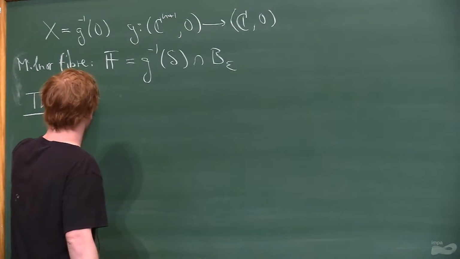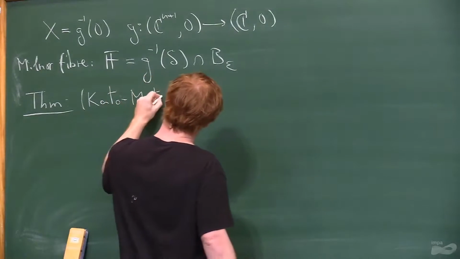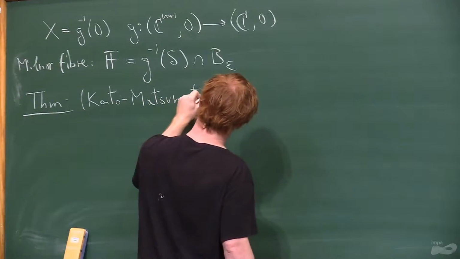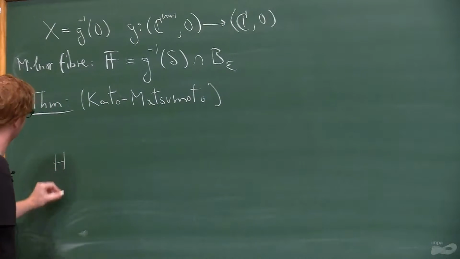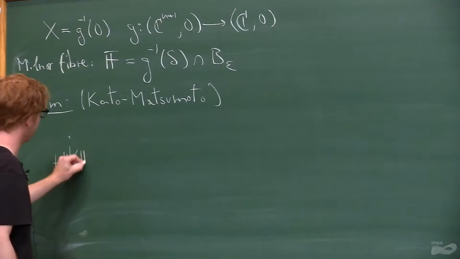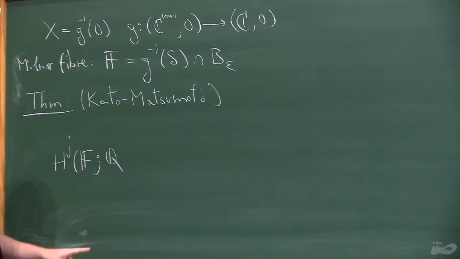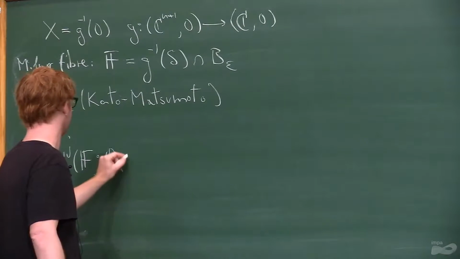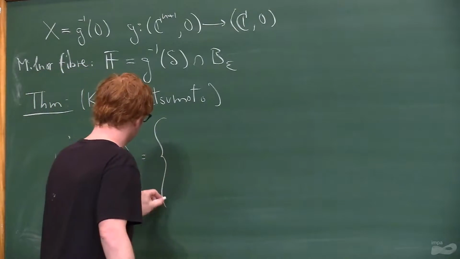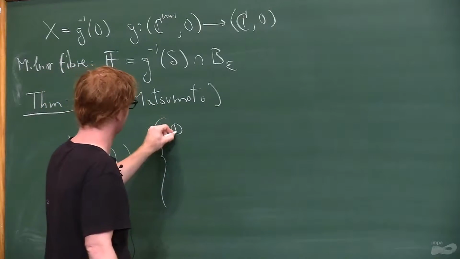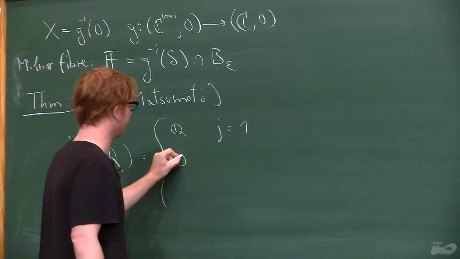This is a consequence of Kato-Matsumoto. Whenever you're looking at the cohomology of the Milnor fiber, and in this case, it could be any coefficients, but I'm going to put rational coefficients so that it looks more similar to what I'm going to be able to prove in my case. This will be Q in degree 1, and then there will be a bunch of zeros.